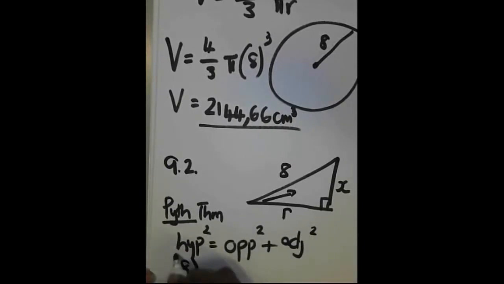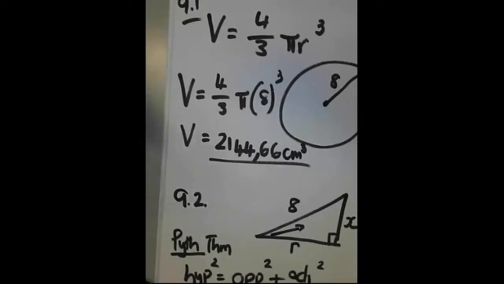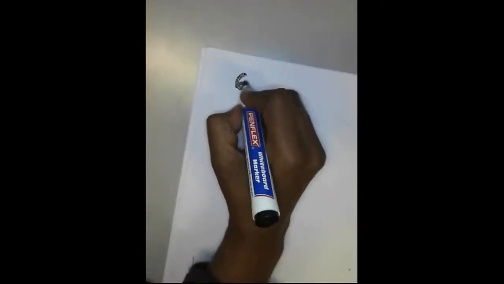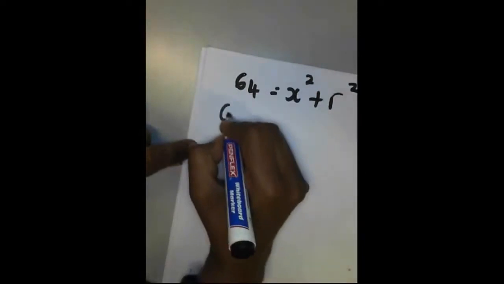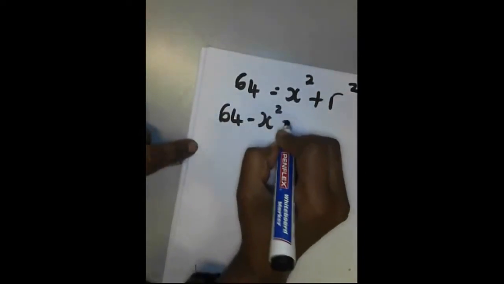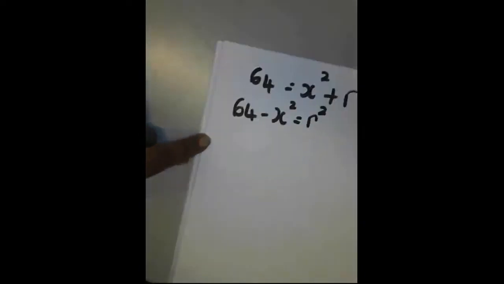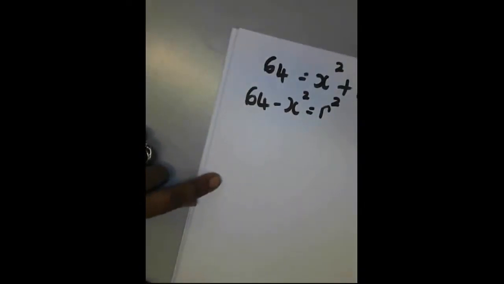It says the hypotenuse squared is equal to the opposite side squared plus the adjacent side squared. The hypotenuse in this case is 8, my opposite side happens to be x, and my adjacent side happens to be r, all squared. So 64 was equal to x squared plus r squared. So 64 minus x squared was equal to r squared, and that answers my question.